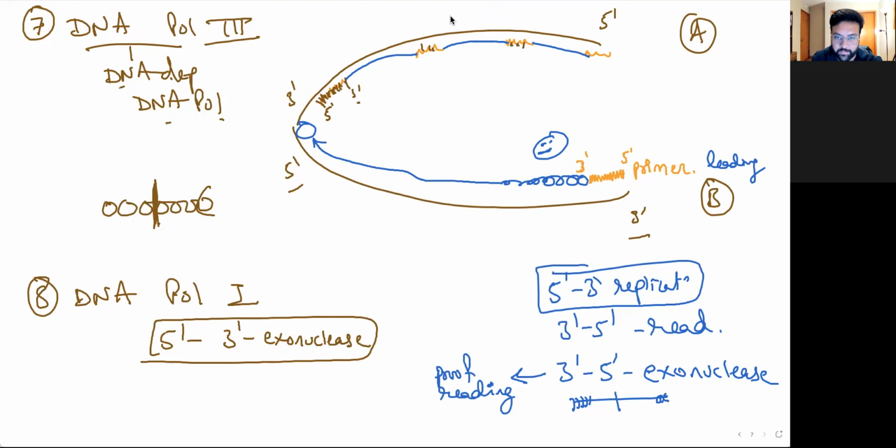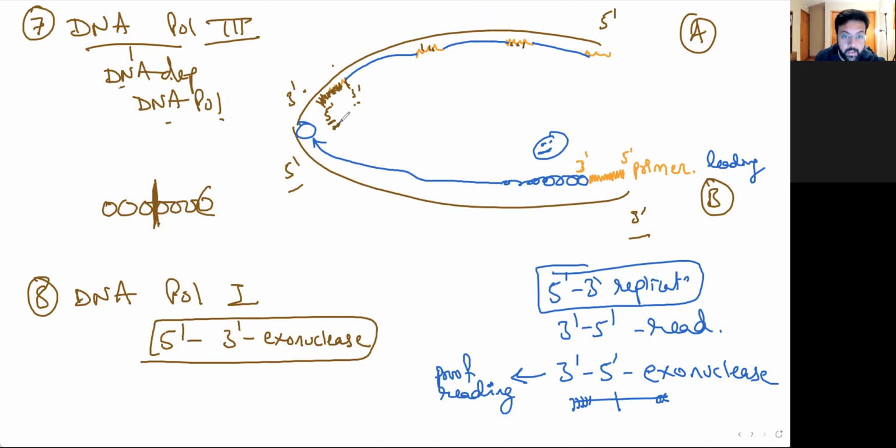Yes, okay, sir. So what I'm saying is, DNA polymerase 1 will come and knock off the 5' to 3' part, it will chop it off. Okay, I've removed that. Now it can again read from 3' to 5'. So this is 3', this is 5'. It will read from 3' to 5' and again make from 5' to 3'.